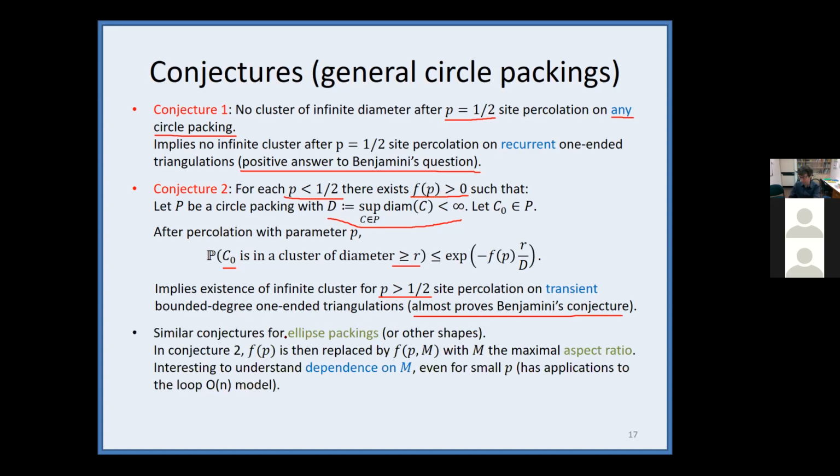Okay, and I'm also interested in studying this not only for circles, but say for ellipse packings. So I imagine that similar things happen for ellipses when you also depend on the maximal aspect ratio of the ellipses. And it is interesting to me to study that case because it was motivated by the Lupu model, but let me not go into that. So to understand something about non-circles, I would say, beyond what we know at the moment.